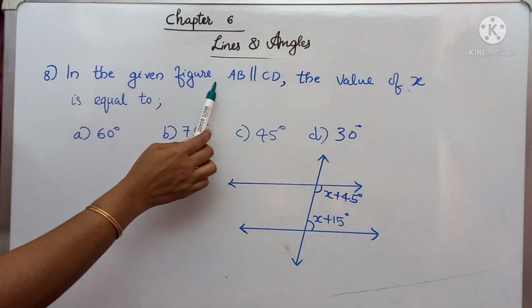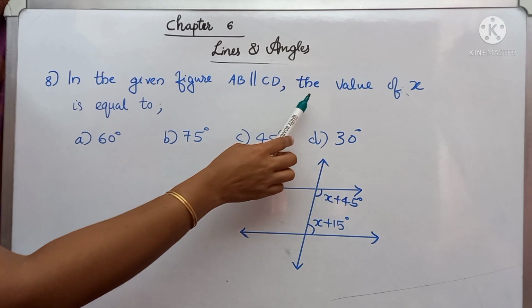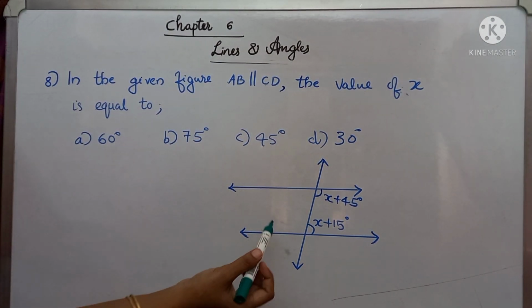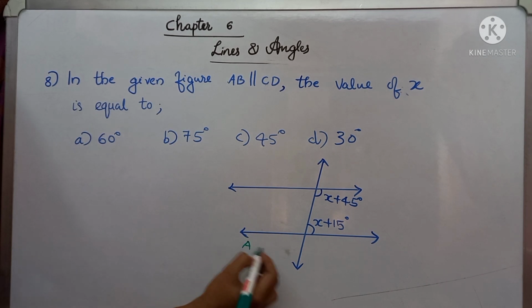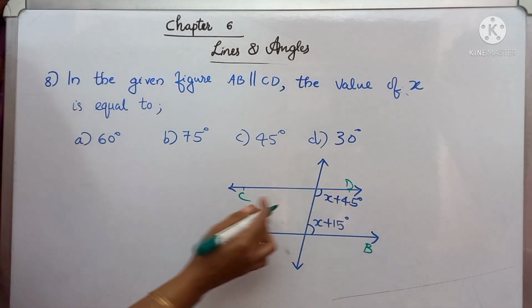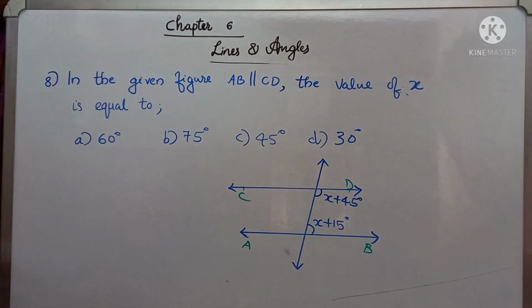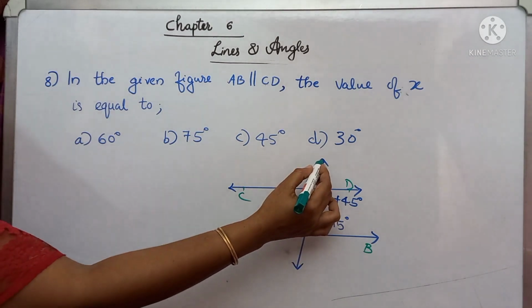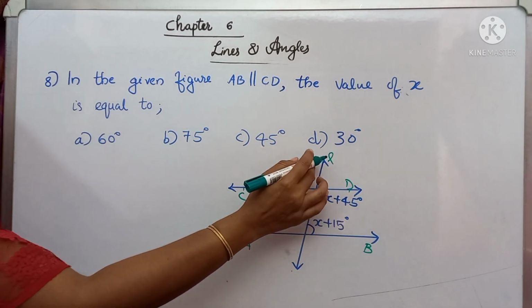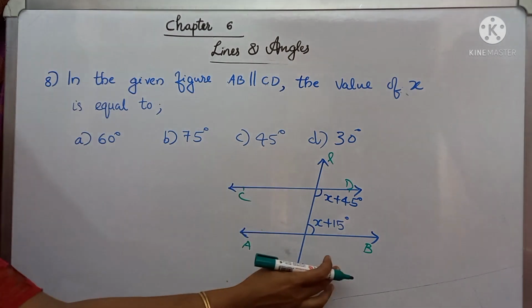In the given figure, AB is parallel to CD. The value of x is equal to what? Observe the figure here. This is AB and this is CD. AB and CD are parallel, and we have to find the value of x. These two lines are parallel, and this line, we can give it the name L. This L is a transversal to these two lines.